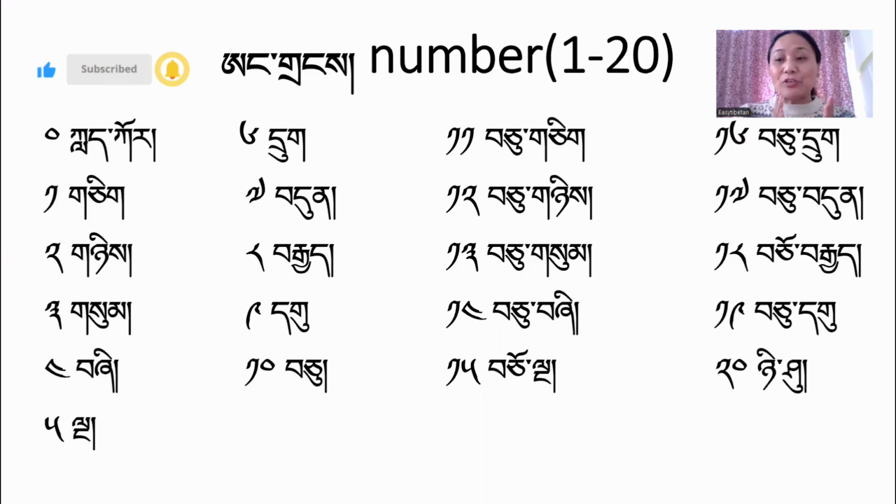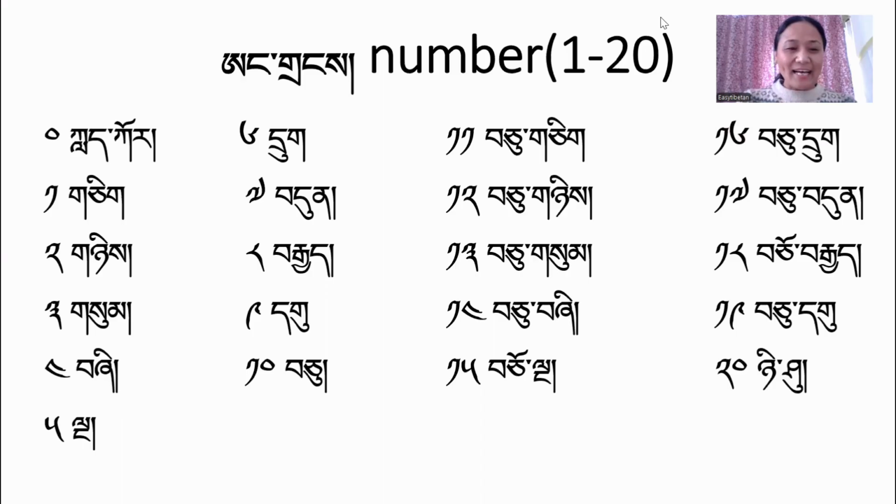Today I will teach numbers 1 to 20 in Tibetan. So first one, 0. In Tibetan we say lekor.